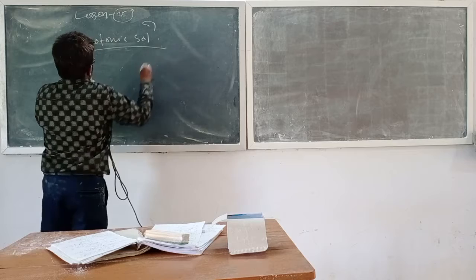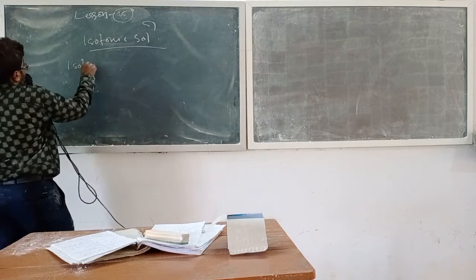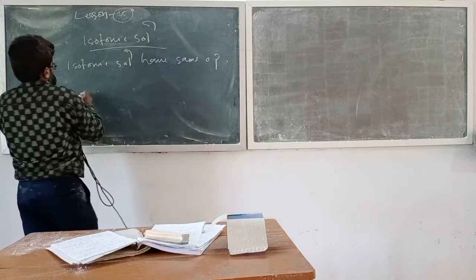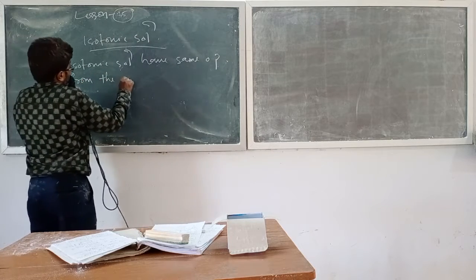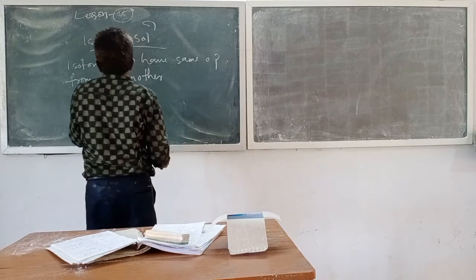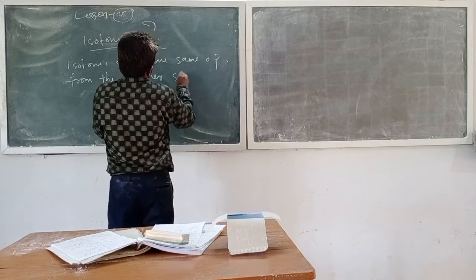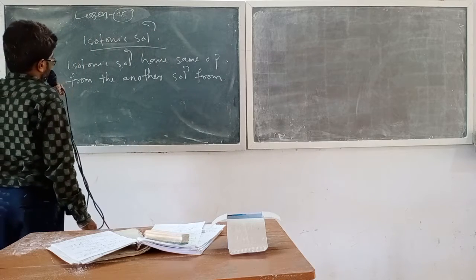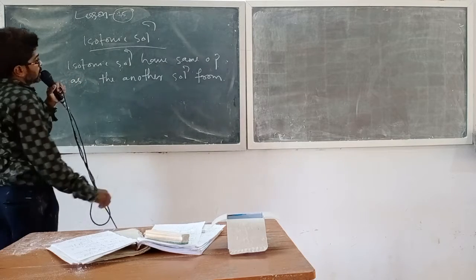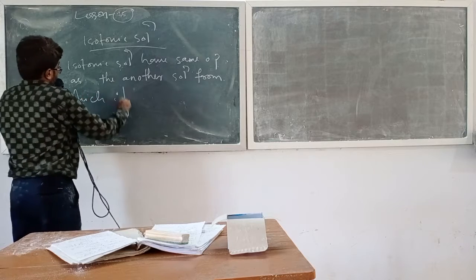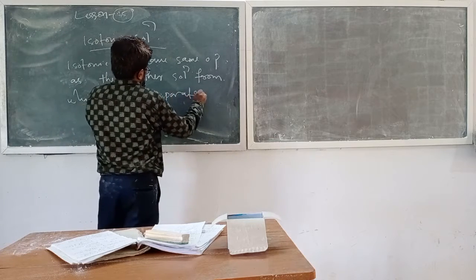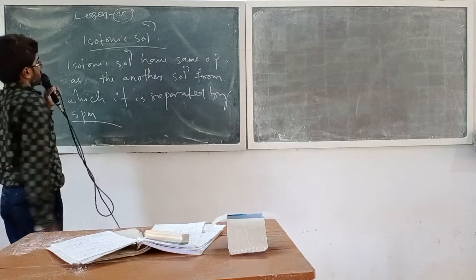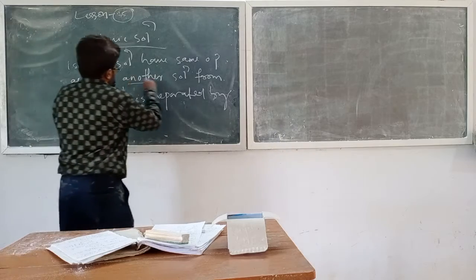Isotonic solution. An isotonic solution has the same osmotic pressure as the other solution from which it is separated by the semi-permeable membrane.